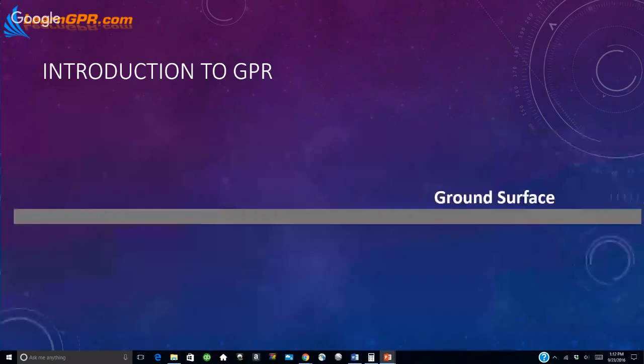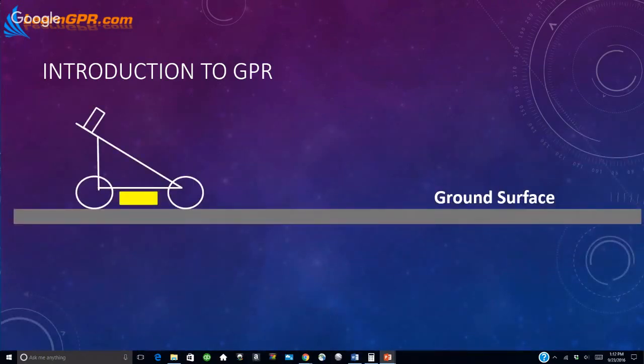Now, how does it work? Let's take an example. Here is a model of a GPR that has your cart system, your console, and your antenna. What GPR does is emit an electromagnetic wave into the subsurface. That wave is going to continue down into the subsurface and spread until the signal has completely dissipated.